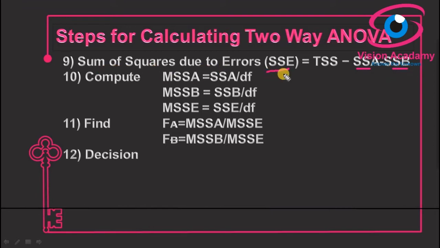So then we will get sum of square due to errors. After this we have to calculate mean sum of square due to factor A and mean sum of square due to factor B. For mean sum of square due to factor A, SSA divided by degree of freedom of SSA, and for mean sum of square due to factor B, SSB divided by its degree of freedom. And after that, as we know, we need to calculate MSSE. For MSSE, we will consider SSE divided by degree of freedom.